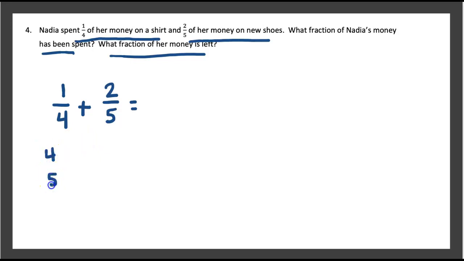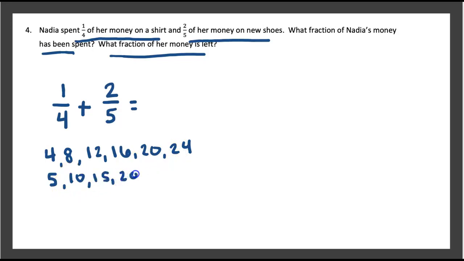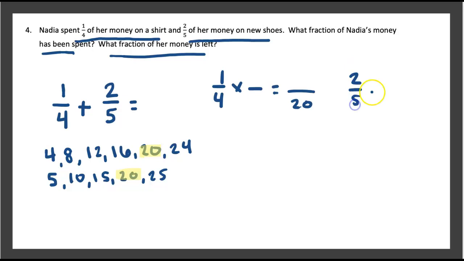Okay, but we can't do that because they're not the same denominator, but we can find one. So let's start by writing out our least common multiple to find our common denominator. So I'll write out my 4s: 4, 8, 12, 16, 20, 24, and I'm going to start 5, 10, 15, 20, 25. Okay, well to me, 20 pops out because it's in both lists. So here's 20, here's 20. That's my least common multiple.